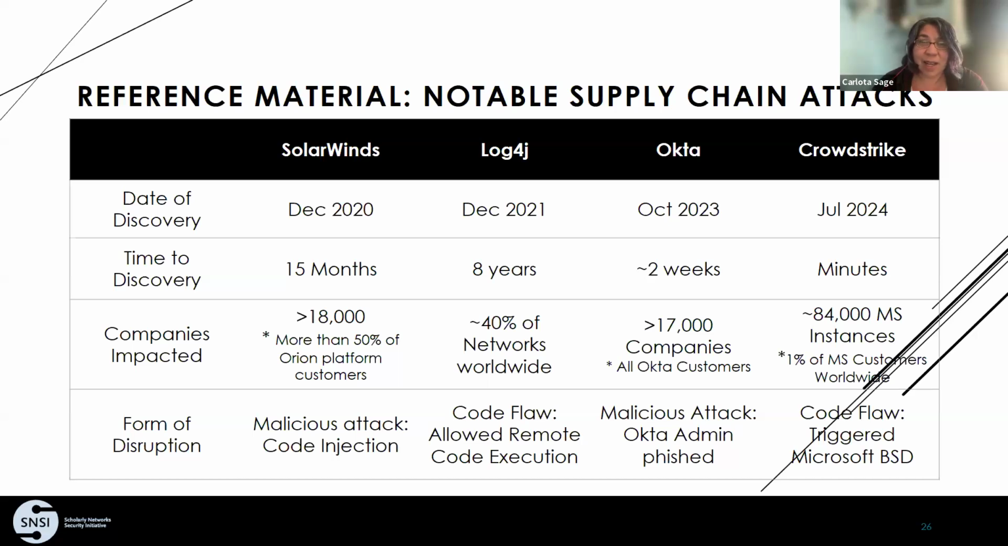In this case, it was a code flaw, but there was nothing malicious about it, right? It just so happened that it affected 84,000 Microsoft instances worldwide. That is 1% of Microsoft's install base. So from a big picture, very small percentage, but we all felt the effects of that. Not a malicious attack in any way, right? So disruption from your supply chain, while usually malicious, does not have to be. So what are you supposed to do about it, right? That's a great question.